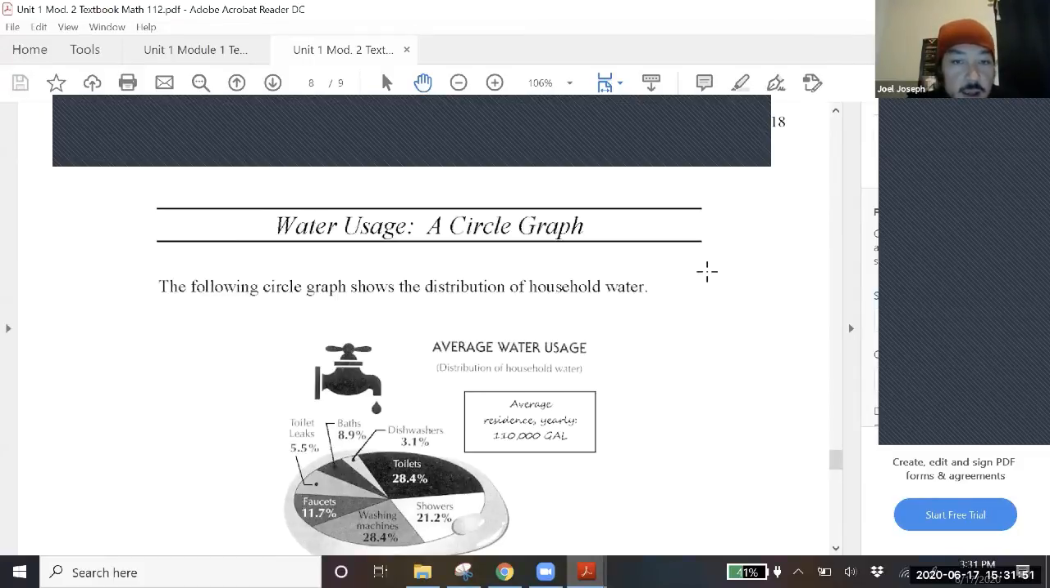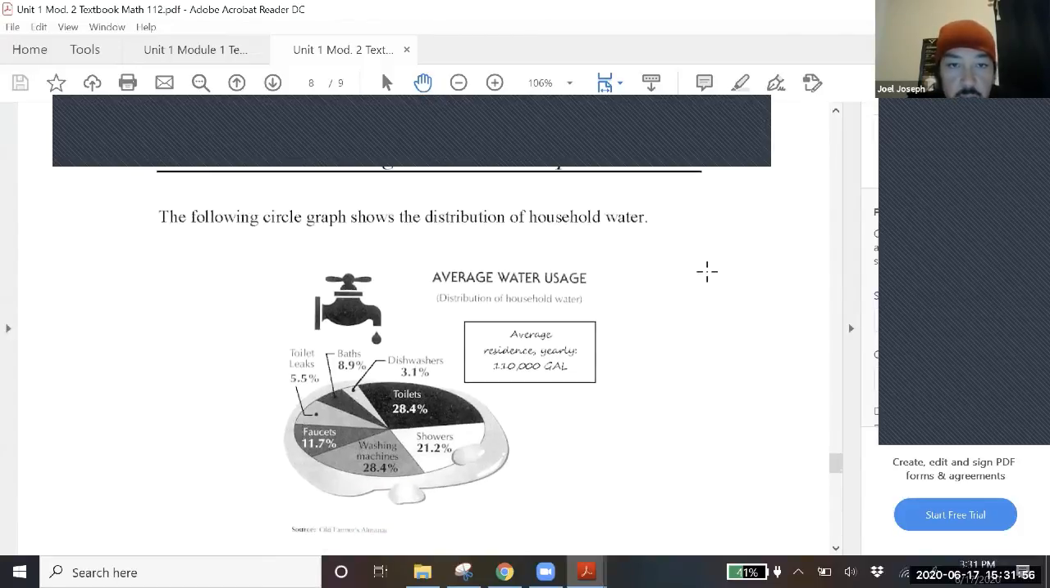Okay, the following circle graph shows the distribution of household water. So we have a pie chart. What are your first impressions? Sorry, I'll read it out loud and then tell me your first impression. So I see a chart, it's a pie chart. I see percentages. I see they're going to tell me how much water is being used, right? It's telling me that the average residence has 110 gallons of water used per year. I see that a lot of water is used for toilets.